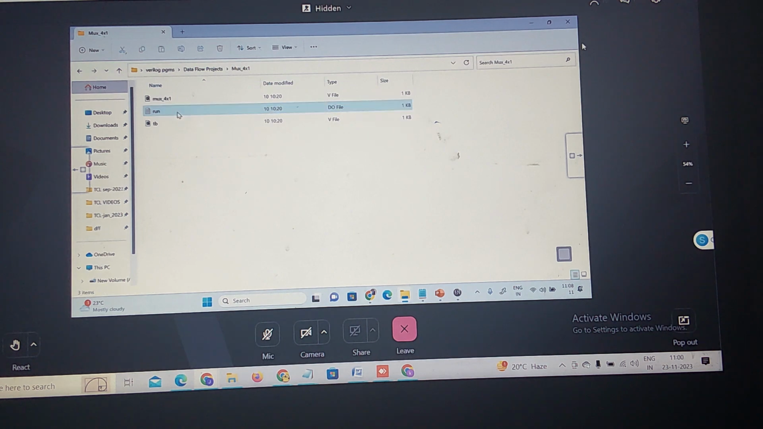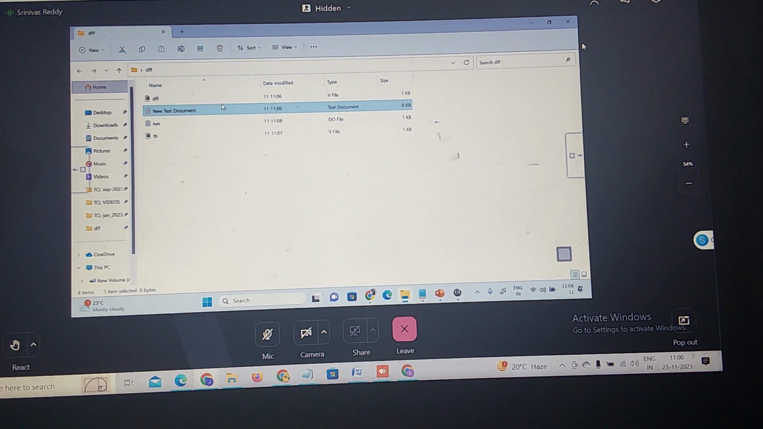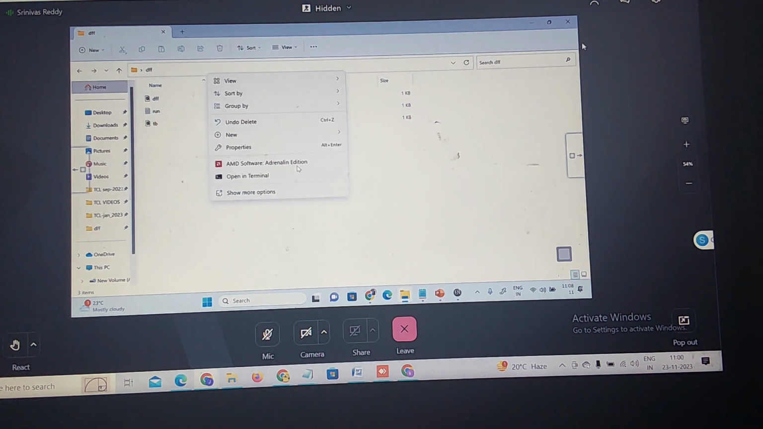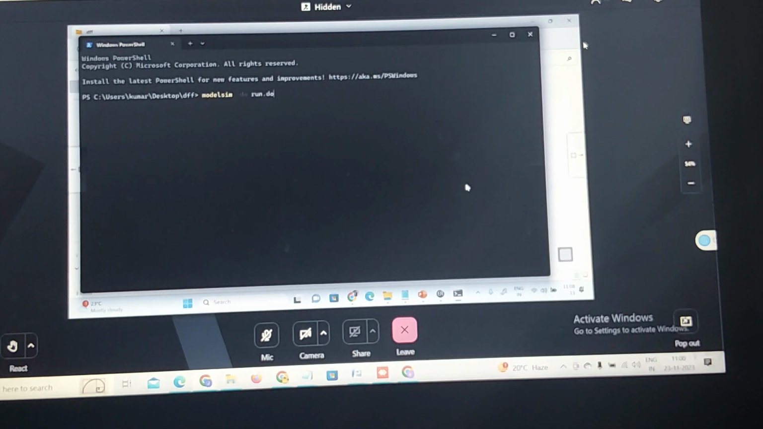So now I have created all these three files. This is a D flip-flop. Now let us remove this notepad. This is a design file, this is a test bench, this is a run.do file. Now I am going to invoke the tool. So open the terminal, vsim -do run.do. I'm running the command here itself. Now let us open this file.